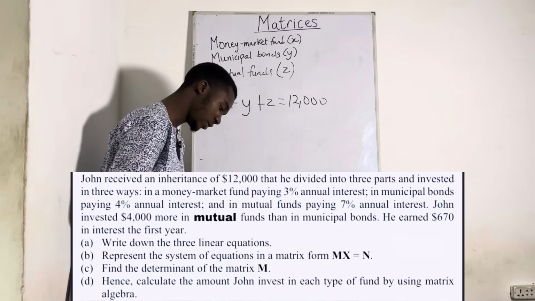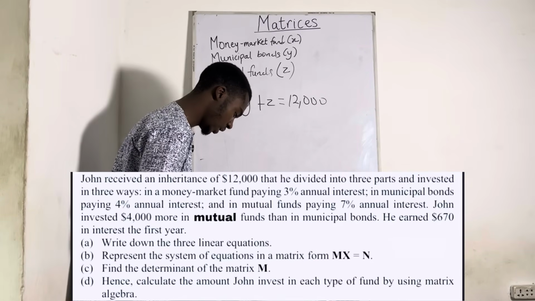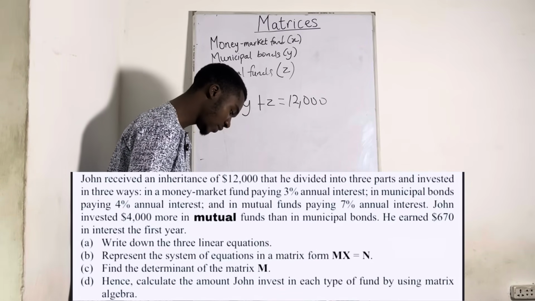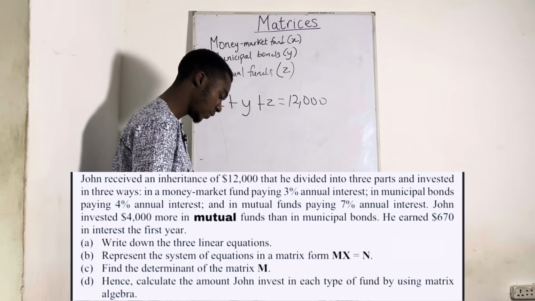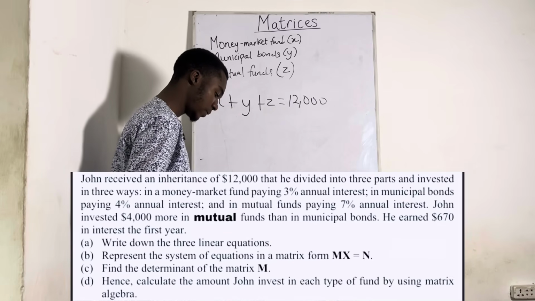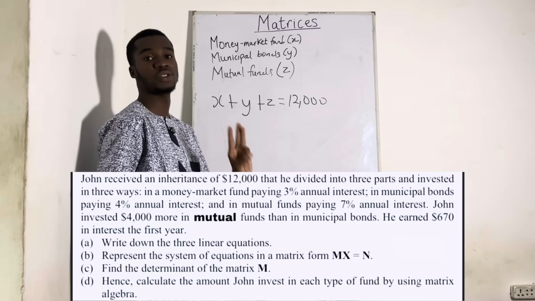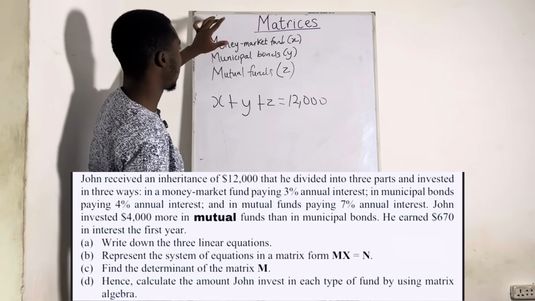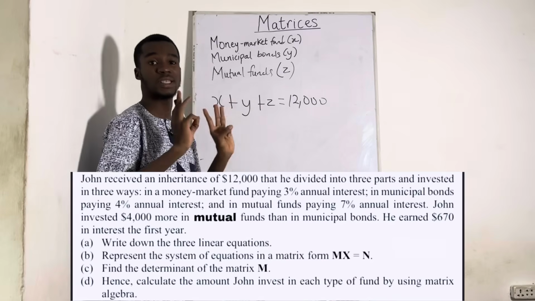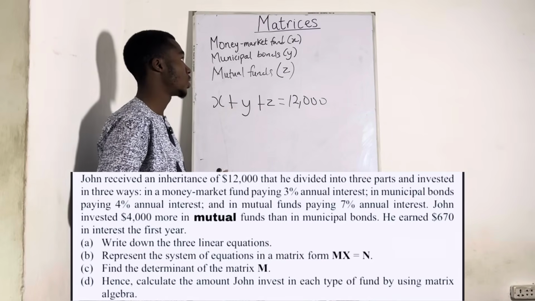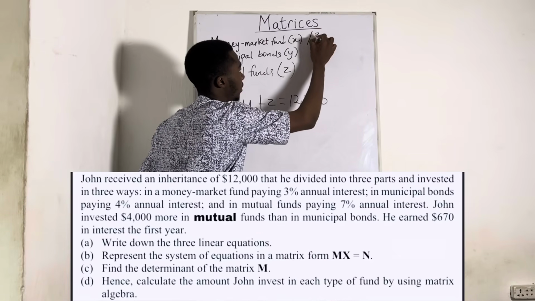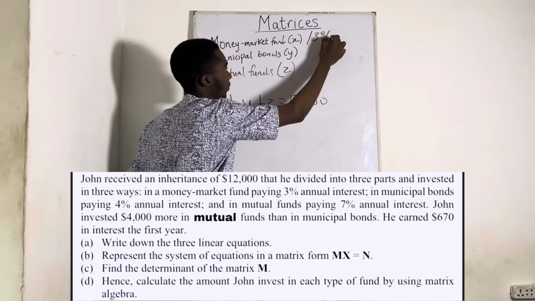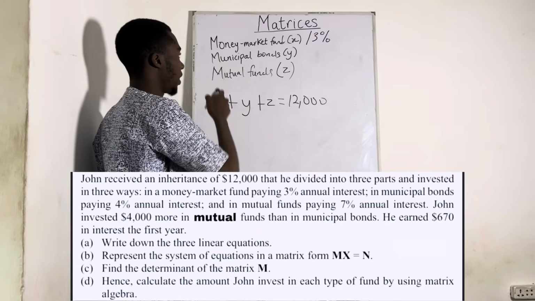What else did the question give us? So let's read the question again. It says that John received an inheritance of $12,000 that he divided into three parts and invested in three ways: in a money market fund, paying 3% annual interest. You get it? So for the money market fund, you are going to get an interest of 3%. You get it? So I can just put it beside it. So 3%. This is the interest you are making. That's for the money market fund.